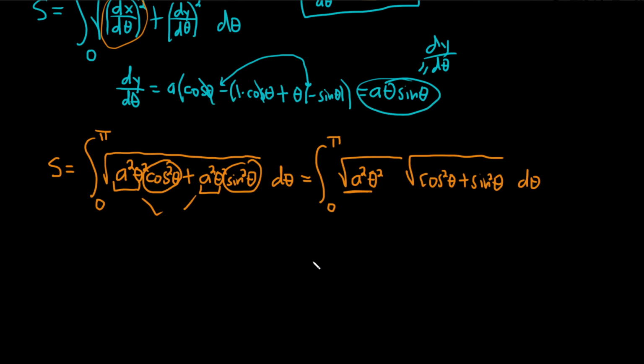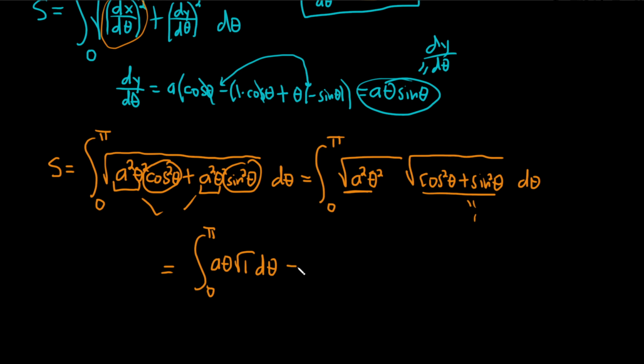All right, if we assume a is positive and theta is positive, well, theta actually is positive or 0 because we're integrating between 0 and pi, and those are the range of values for theta. So we're just going to get theta when we take the square root of theta squared. So this will be a theta, and this is 1, right? This is a famous identity, so this is the square root of 1, d theta, and we're going from 0 to pi.